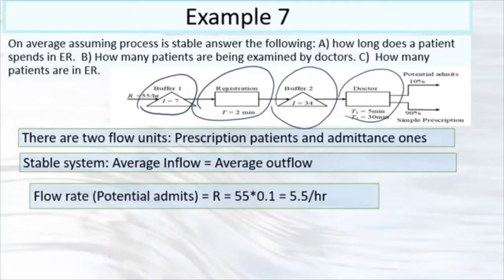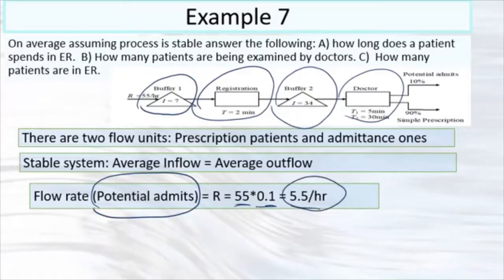So it's a stable system. The flow rate is 55. We'll convert it to hours. The flow rate for potential admits, we're multiplying 55 by 0.1 because we know there's 10%. So we're going to get 5.5 per hour.